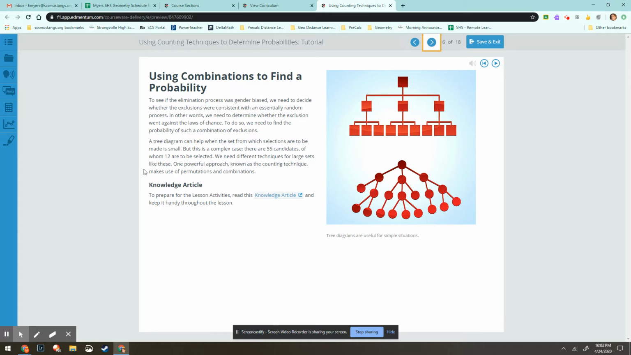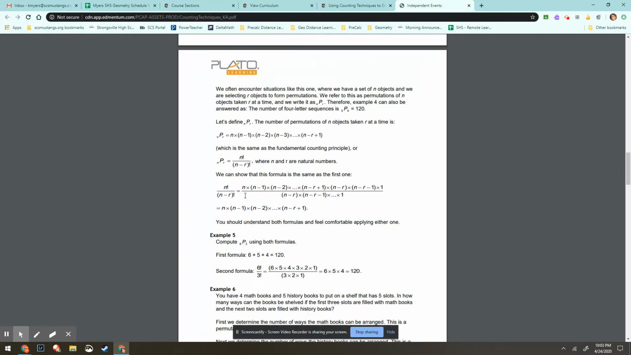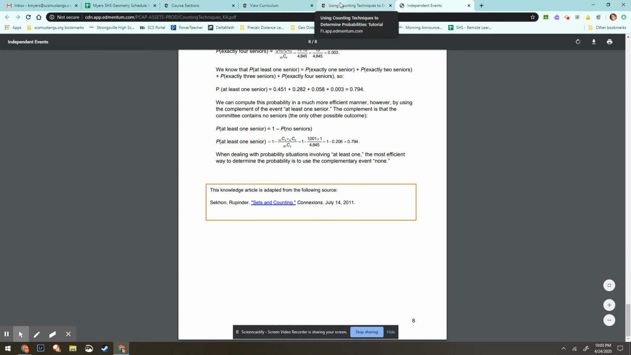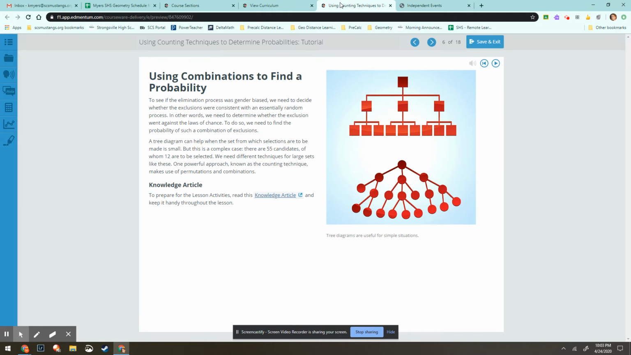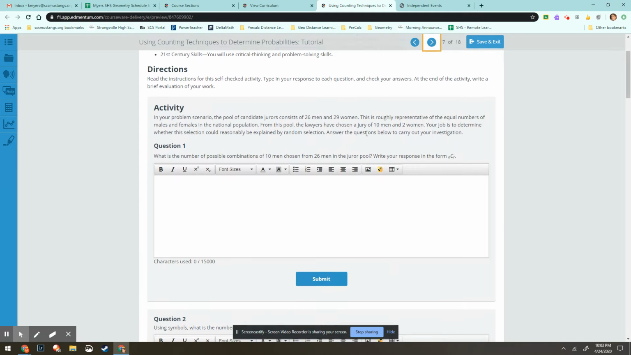Here we're going to use combinations to try to find the probability. Here is a link to the knowledge article. We need a lot of stuff in this knowledge article. I did a separate video using something called a LiveScribe pen that talks through all of this. So if you have not watched that yet, you need to make sure that you stop watching this video and go watch that one, okay? I was trying to keep things short so you could do the knowledge article on one day, say, and then do this one on another. But you need to watch the other video. And then we're going to jump into the activity.